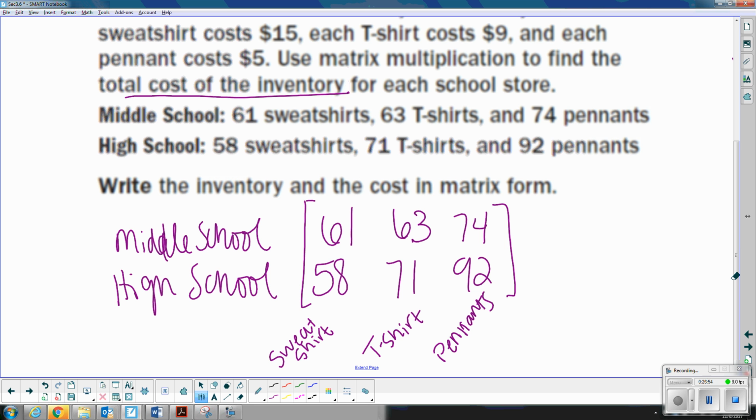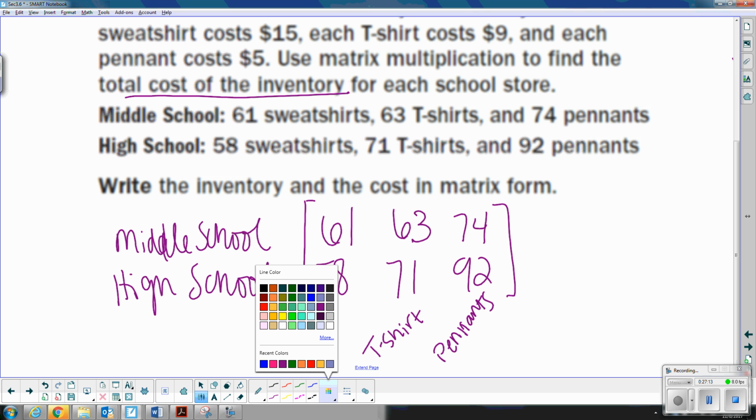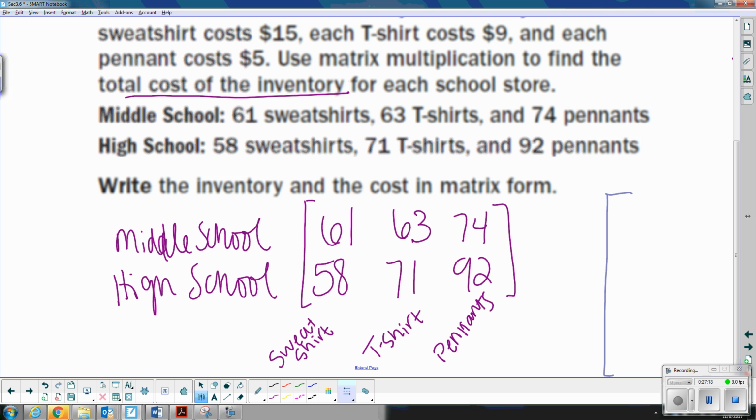Okay, now remember with multiplication, we have to have the same number of columns in matrix A as we do rows in matrix B. So since we're looking for matrix multiplication, and we know how much a sweatshirt costs, how much a t-shirt costs, and how much a pennant costs, those are now going to become our rows for our second matrix. So sweatshirt, t-shirt, and pennant.